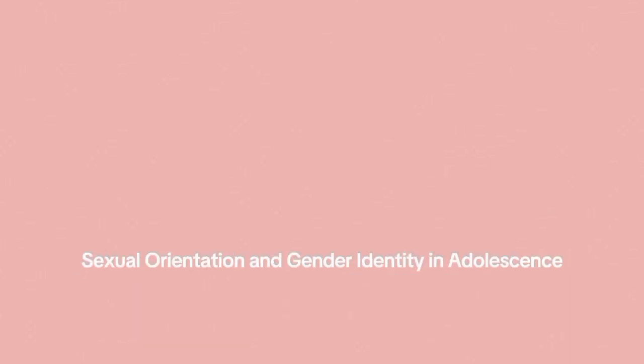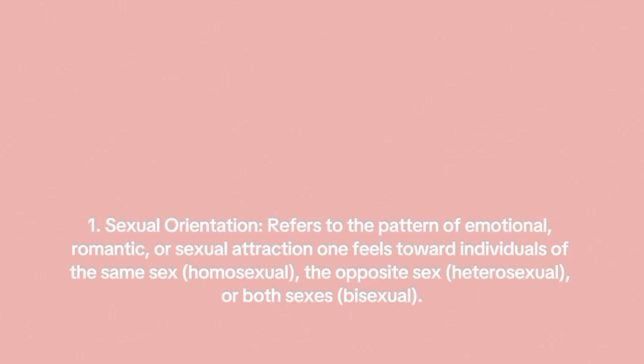Sexual orientation and gender identity in adolescence. 1. Sexual orientation refers to the pattern of emotional, romantic, or sexual attraction one feels toward individuals of the same sex, homosexual; the opposite sex, heterosexual; or both sexes, bisexual.